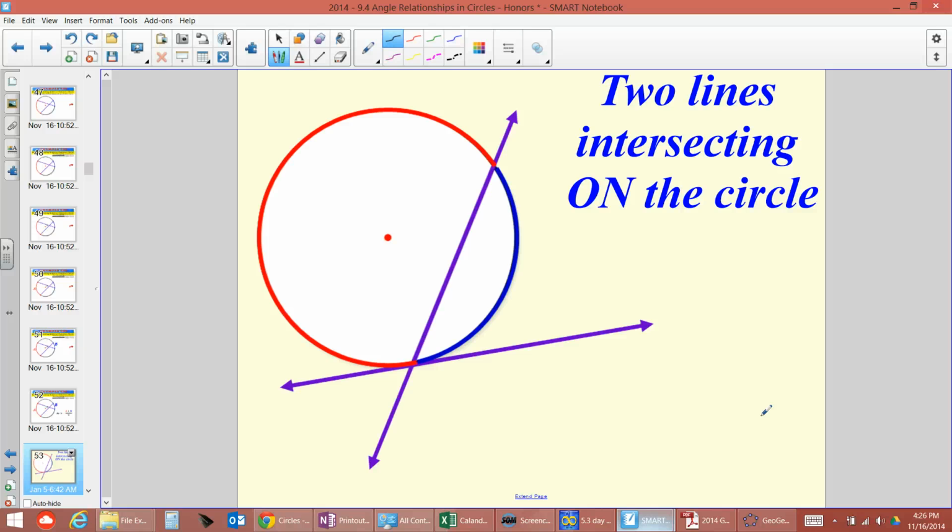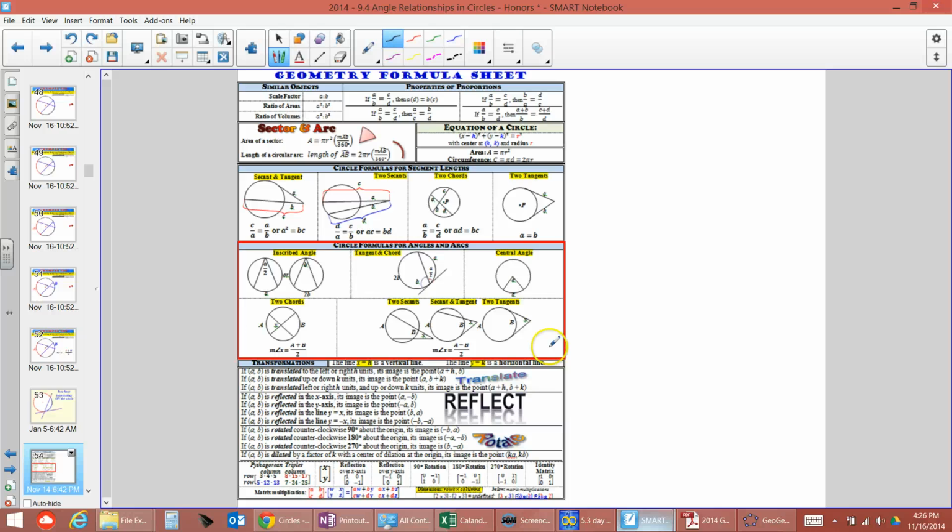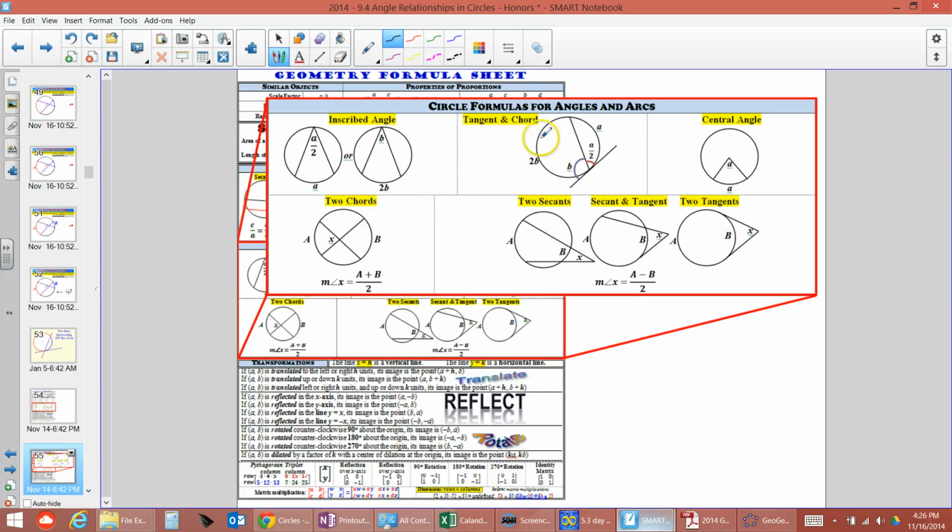Two intersection lines on the circle. Remember we already talked about how when we're on the circle, we just straight up divide by 2. Tangent and chord, it's on the circle. A divide by 2 or B times by 2? Depends. From arc to angle, we divide, and from angle to arc, we times.